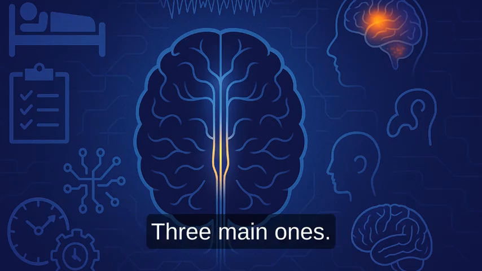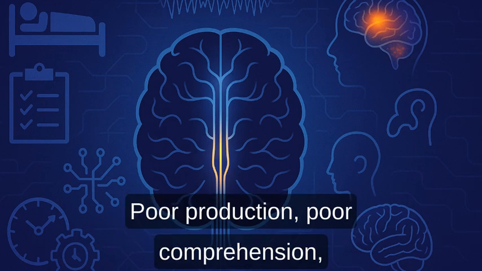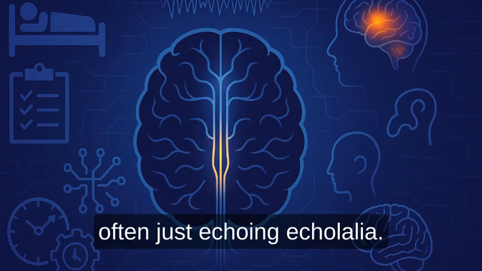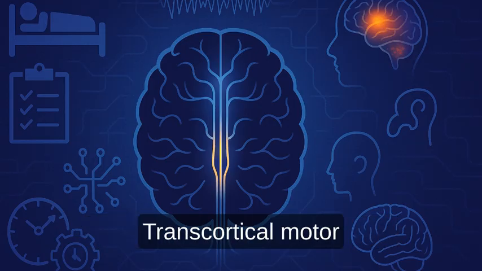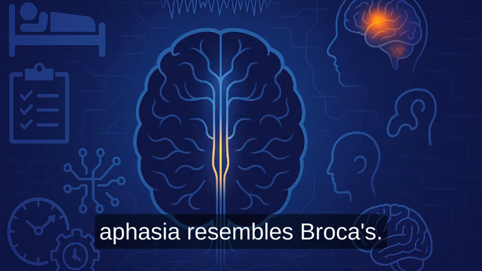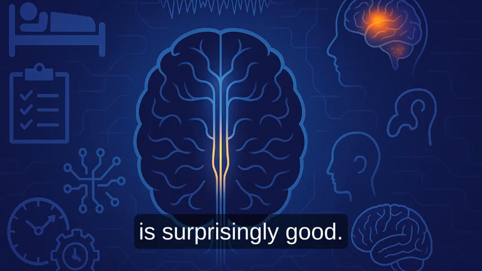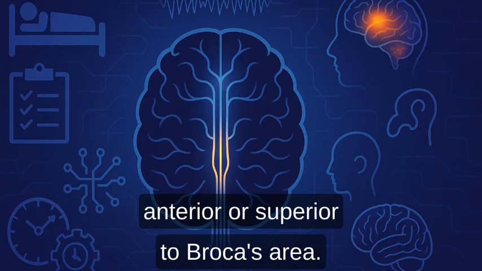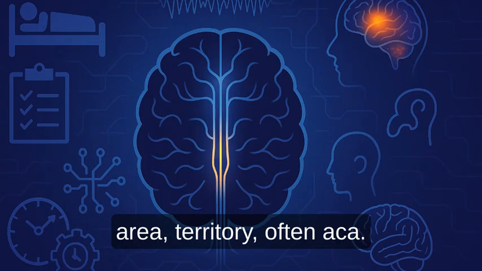What are the types? Three main ones. Mixed transcortical aphasia is rare, like global aphasia, poor production, poor comprehension, but with preserved repetition, often just echoing, echolalia, seen with massive watershed strokes or late dementia. Transcortical motor aphasia resembles Broca's, non-fluent, effortful speech, but again, repetition is surprisingly good. Lesions are typically frontal, anterior or superior to Broca's area, maybe in the supplementary motor area territory, often ACA.